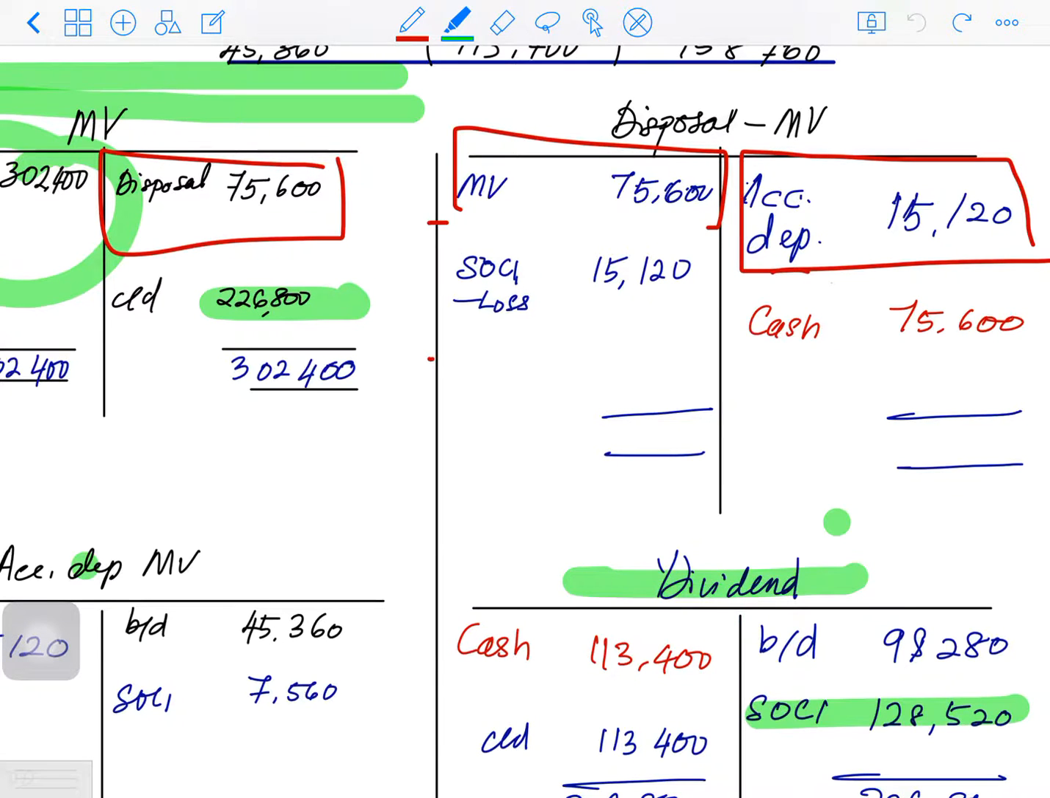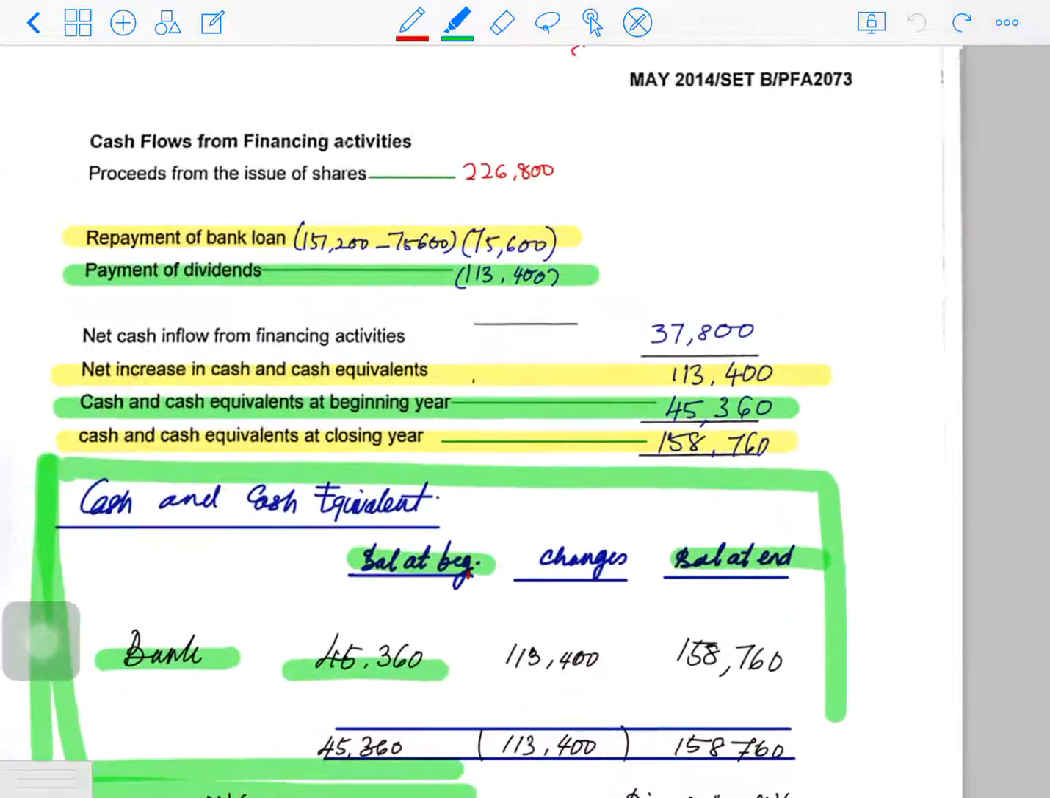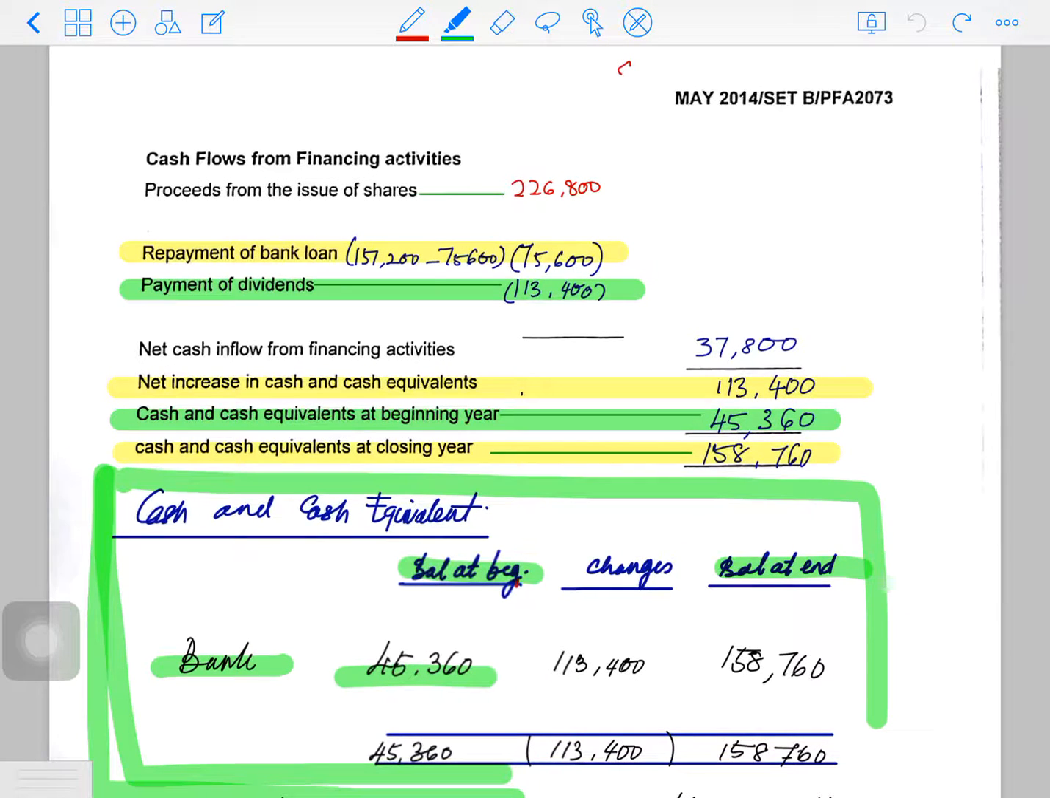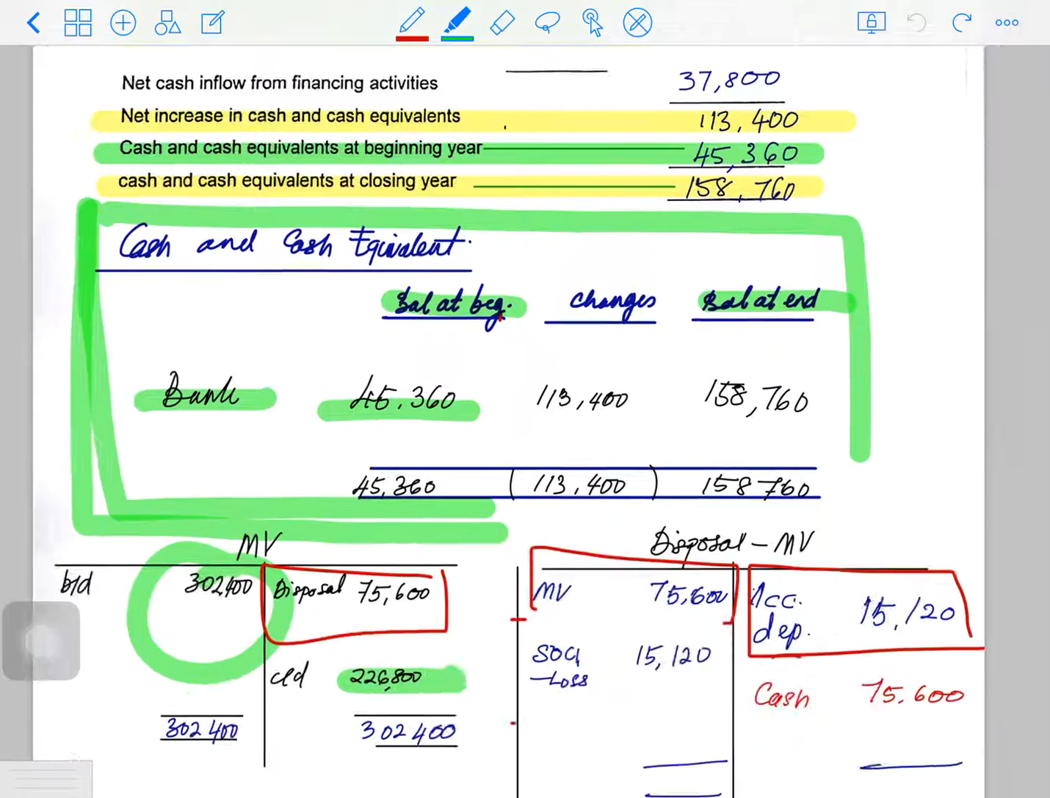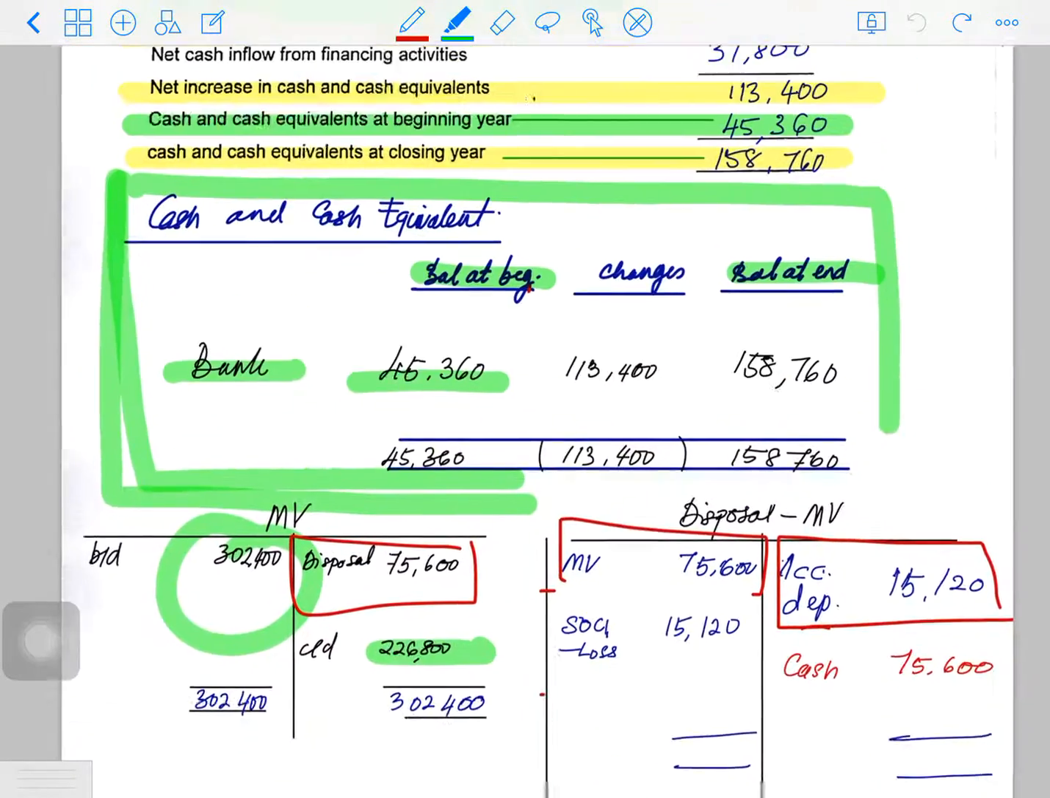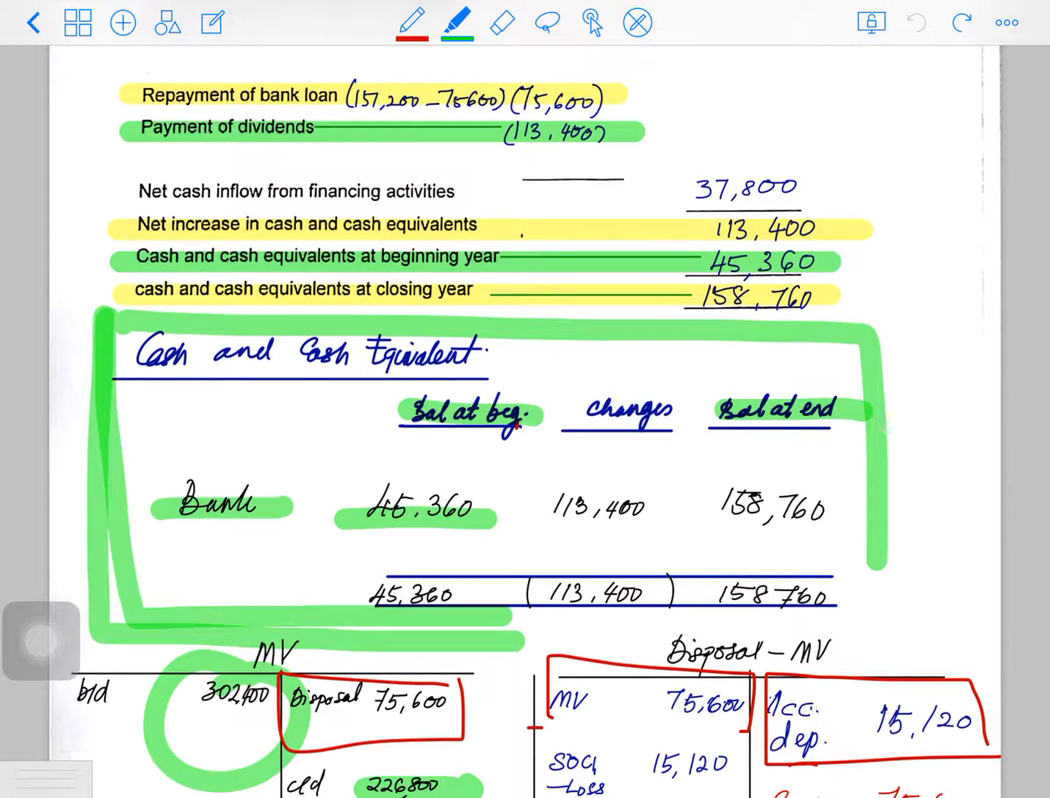So this amount will be entered into your cash flow under financing. Under financing, and payment of dividends. Okay, payment of dividends under financing. Okay, 113,400. 113,400 under financing.